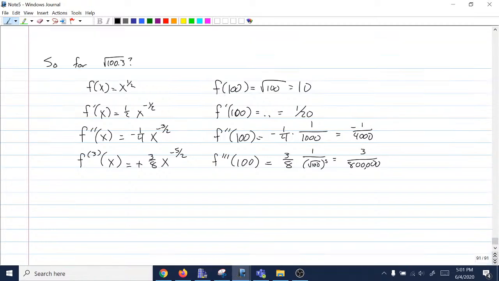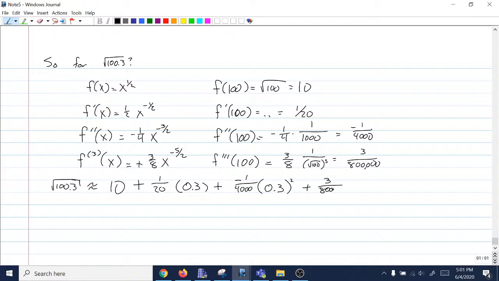So, square root of 100.3 is about 10 plus the derivative times 100.3 minus 100, which is 0.3, plus negative 1 over 4,000, that 0.3 is now squared, plus 3 over 800,000, 0.3 cubed.